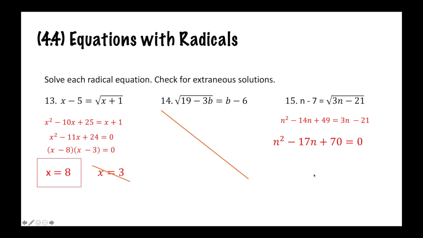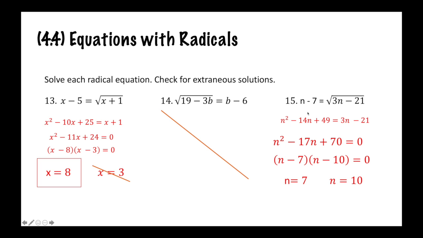That ends up giving me n squared minus 17n plus 70 is equal to 0. From here, I factor to get n minus 7 and n minus 10 is equal to 0. And as I set both of those equal to 0, my solutions are going to be 7 and 10.